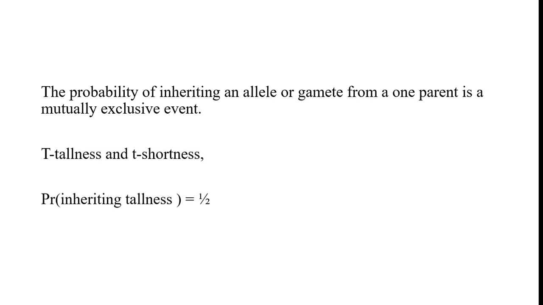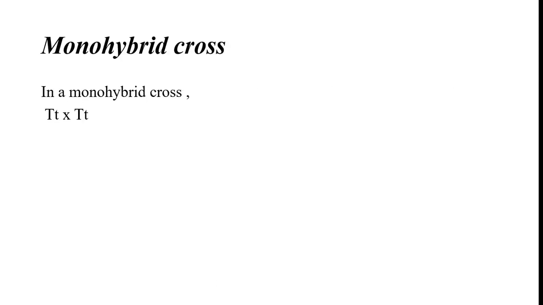So this is the illustration. If capital T is for tallness and small t is for shortness, then the probability of you inheriting the allele for tallness is going to be 1 over 2, because the total outcome is 2. Right? It's either you are tall or short. So 2 outcomes. Then if you are tall, that means 1 over 2. The same applies for shortness. That will also be 1 over 2. Alright, so monohybrid cross.